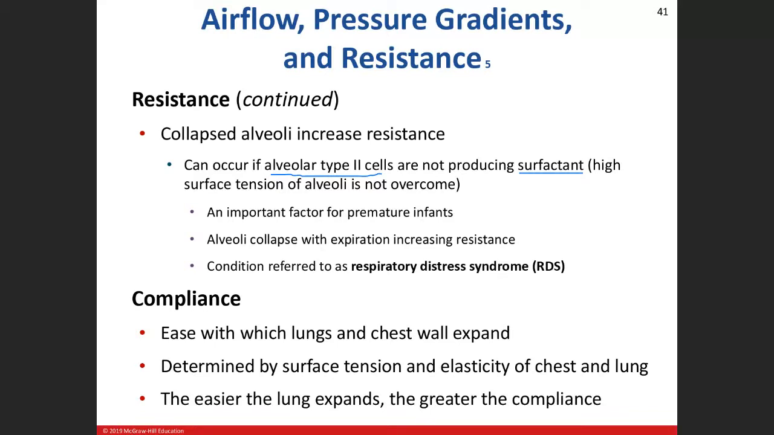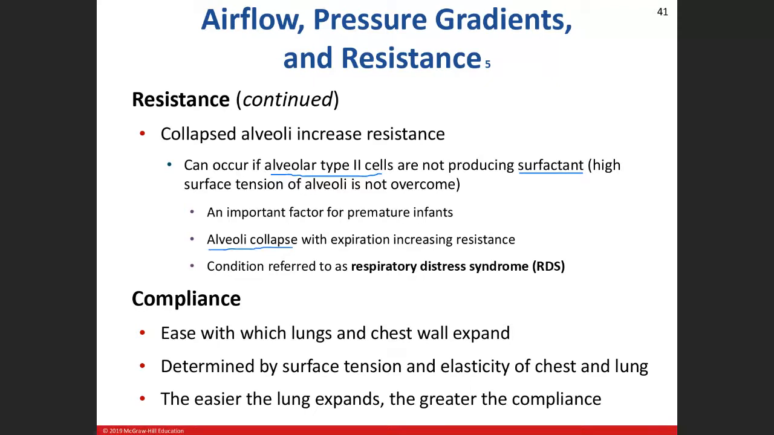Unfortunately, premature infants will not produce surfactant until after week, it's either 23 or 26. Off the top of my head, I can't remember, okay? So if they're born before that point, they're not able to produce the surfactant, okay? And so that will cause collapse of the alveoli.